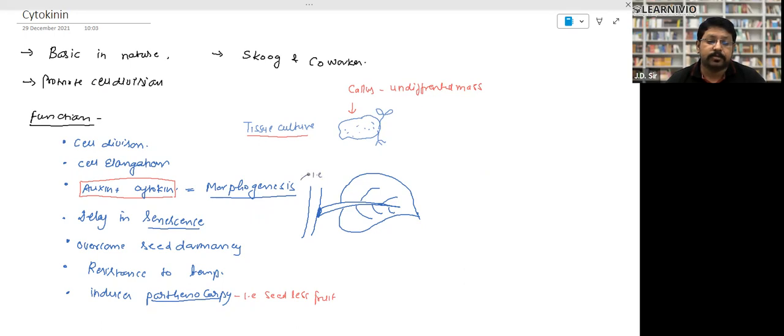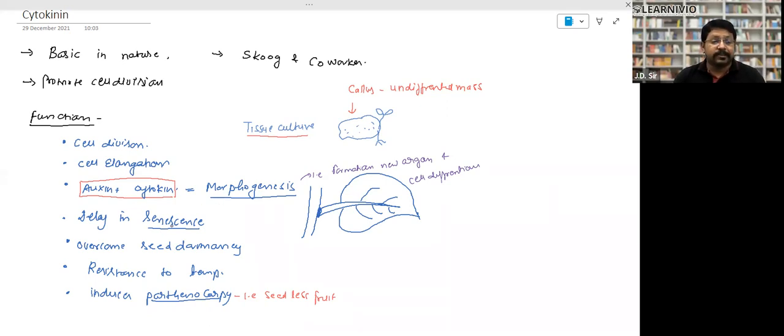formation of new organs and cell differentiation. That is called morphogenesis. Formation of new leaves, formation of new stems, formation of new branches. That is called morphogenesis, right? Formation of new organs. So when auxin and cytokinin both work with each other, they cause morphogenesis.